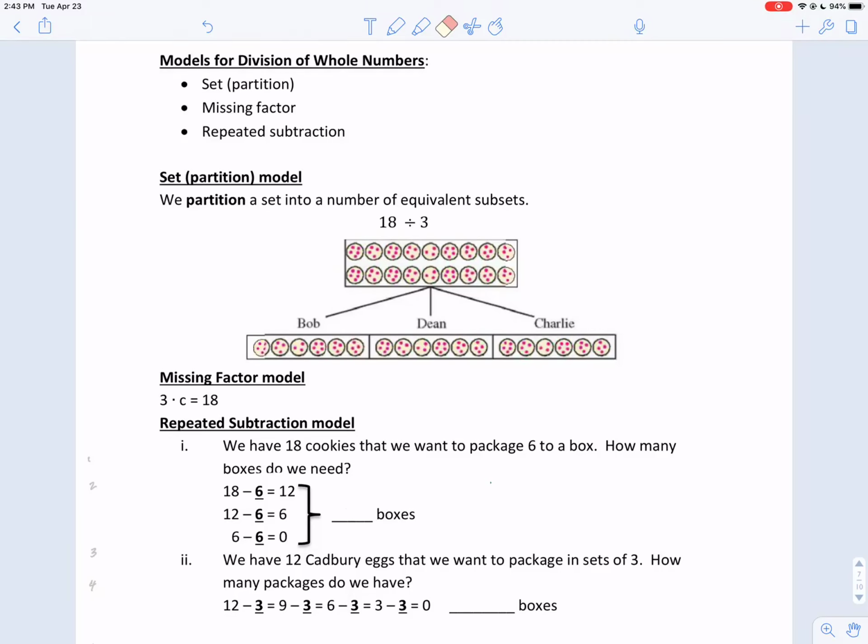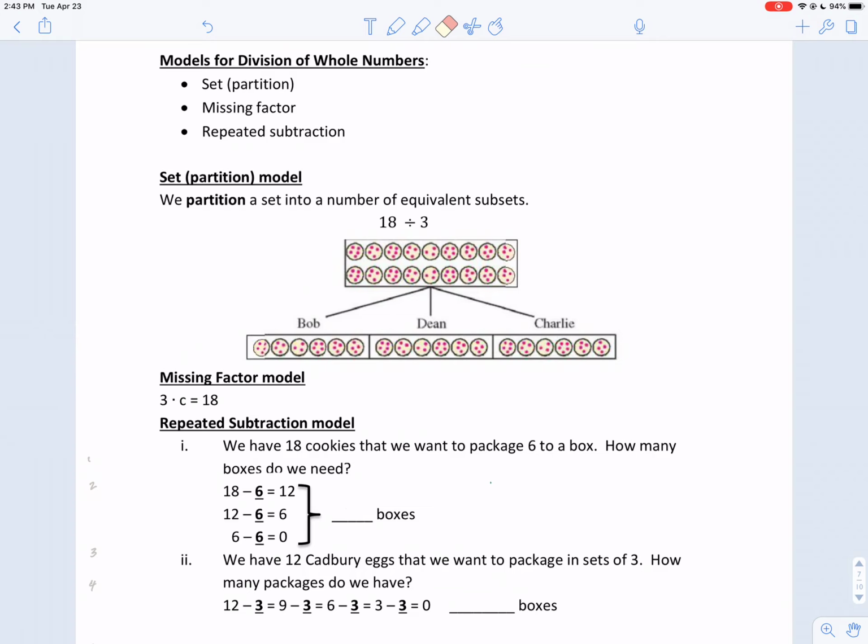In this video, we will discuss models for the division of whole numbers. Our first model is called the set model or partition model. So we're going to separate or partition a set into a number of equal subsets.